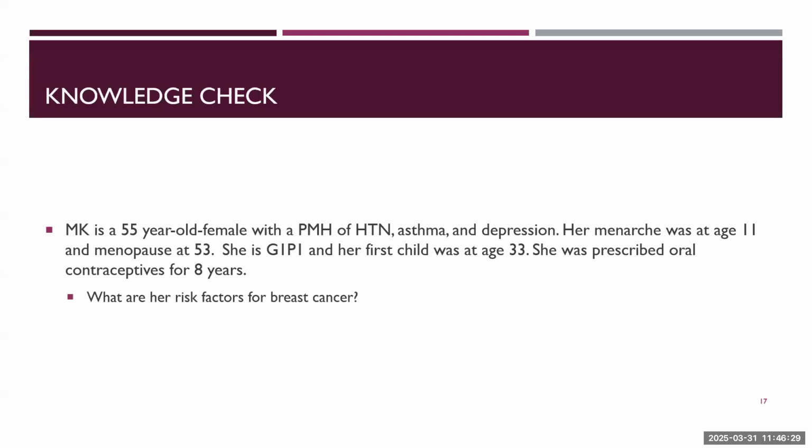Yes, having her first child after 30 is a risk factor. Correct, oral contraceptive, so that is exogenous exposure to estrogen. What about early menopause? The age of her first period was at 11, so less than or equal to 12, which is a risk factor. Her menopause was at 53, so that is not a risk factor because she was less than 55 years old.